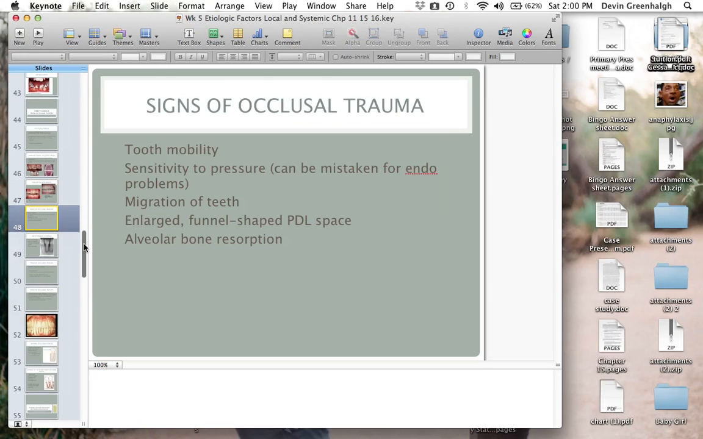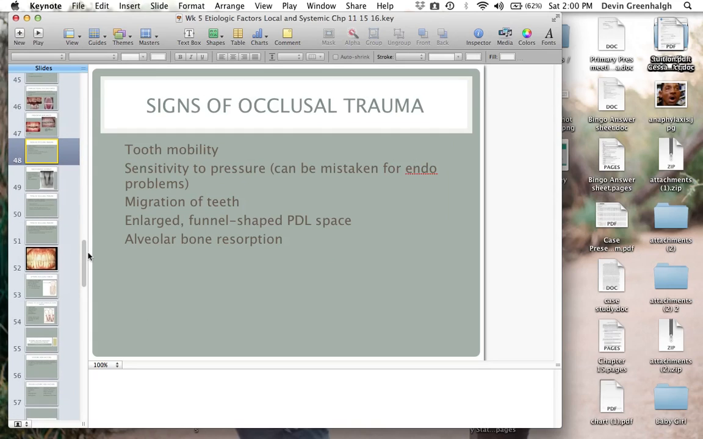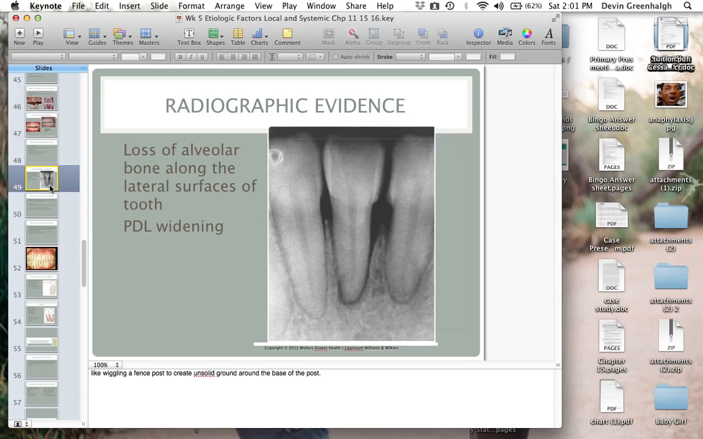How do you know if a tooth has occlusal trauma? Well, the tooth could be mobile, because remember, it's like a post in the ground. If you're constantly hitting the post and wiggling it, soon the post is going to be wiggly in the ground. You could have sensitivity to pressure. The teeth can migrate or move. You can have a large funnel-shaped PDL space, and alveolar bone resorption.